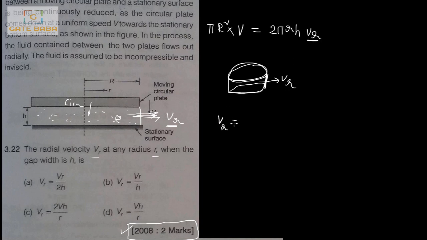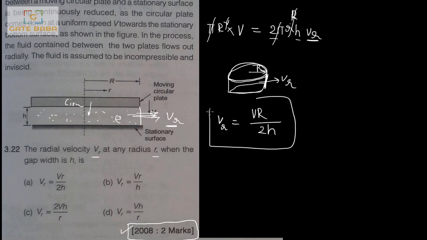So Vr is given by, here r can be written as capital R. Why? Because we have taken the circle's radius as capital R. That's why it can be replaced with capital R. So capital R will get cancelled one time, and pi. So what is the relation you will get? Vr equals V capital R divided by 2h. That is the relation. Check the options. Option A is correct.